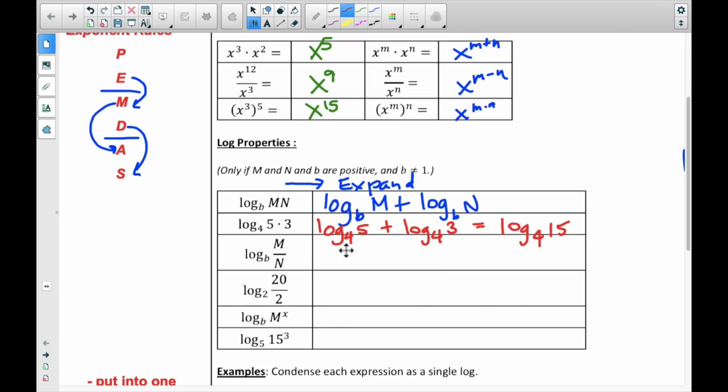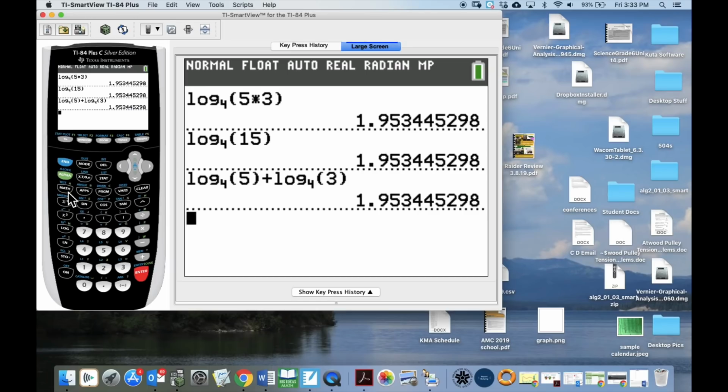But this, like I said, is one we could check on our calculator. Okay, so I've gone to the calculator and I've tried, what is the log base 4 of 5 times 3? What's the log base 4 of 15? And what's the log base 4 of 5 plus the log base 4 of 3? And you can see all three of those come out to be the exact same thing.